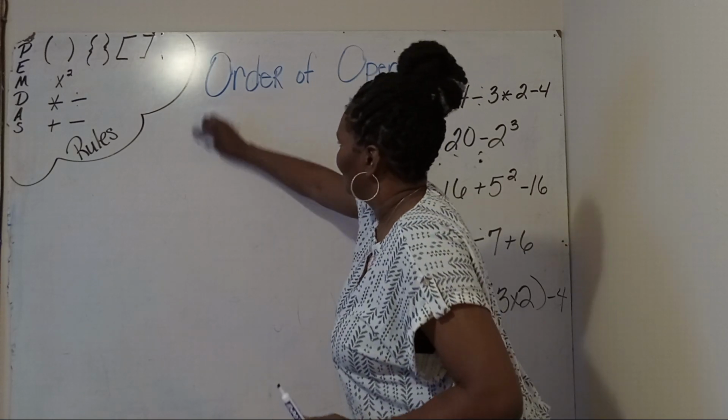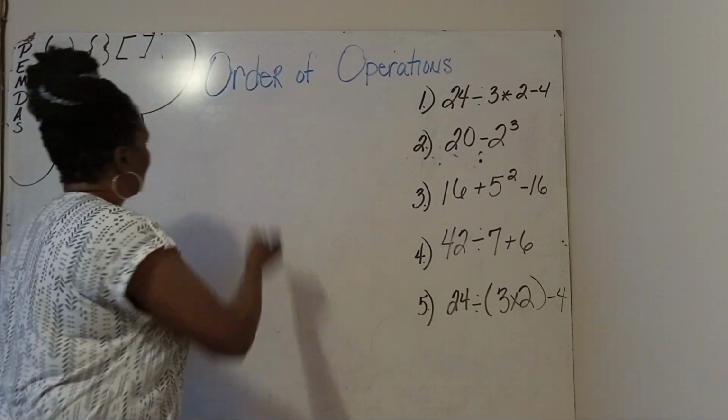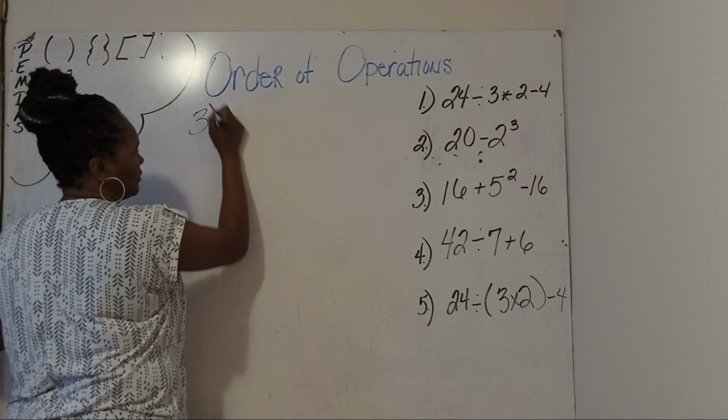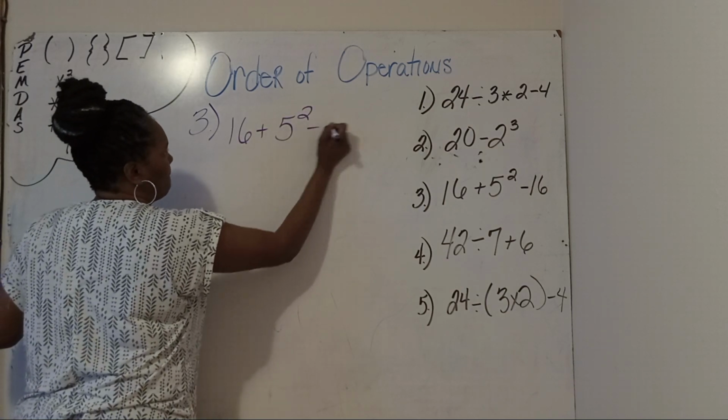Okay? Now, see how we're doing this? Let's go to the next one. Number 3. 16 plus 5 squared minus 16.